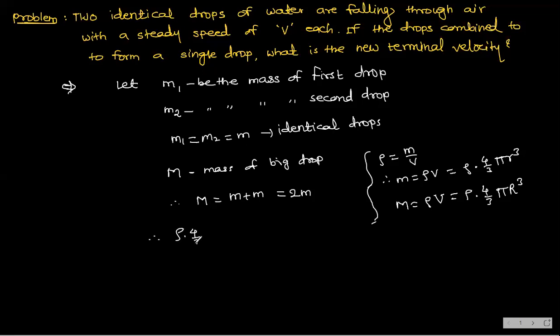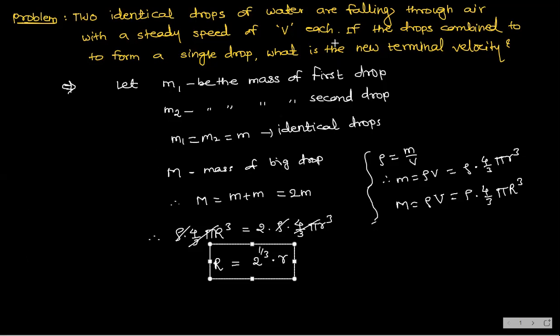So rho into 4 by 3 pi R cube is equal to 2 into rho into 4 by 3 pi r cube. Now this 4 by 3 pi cancel, this rho and this rho cancel. And now if I am taking cube root, then R is cube root of 2 into r, which is your small r. Yes, no. This is what we got, radius of big drop in terms of radius of small drop.